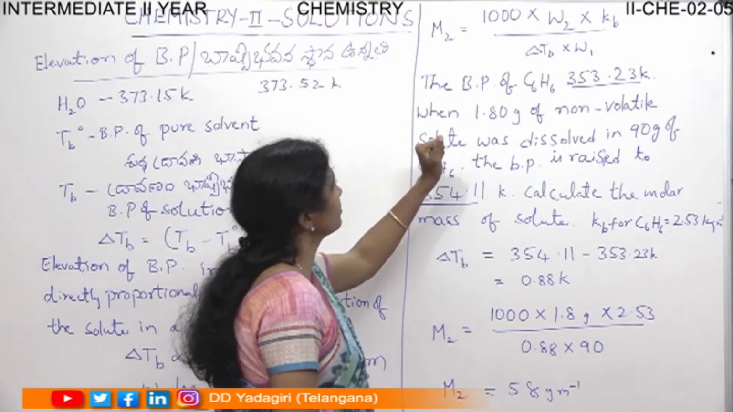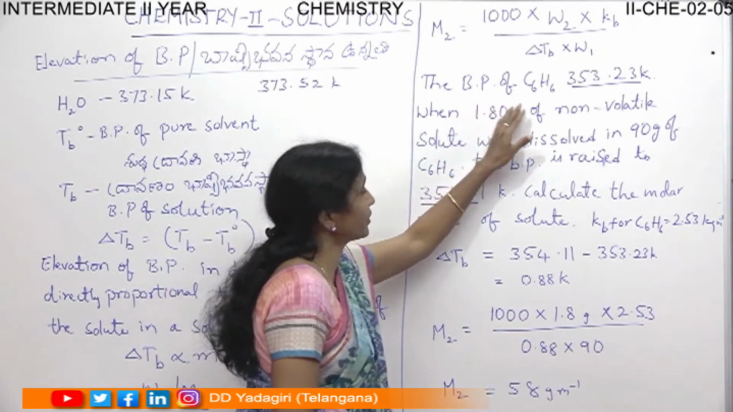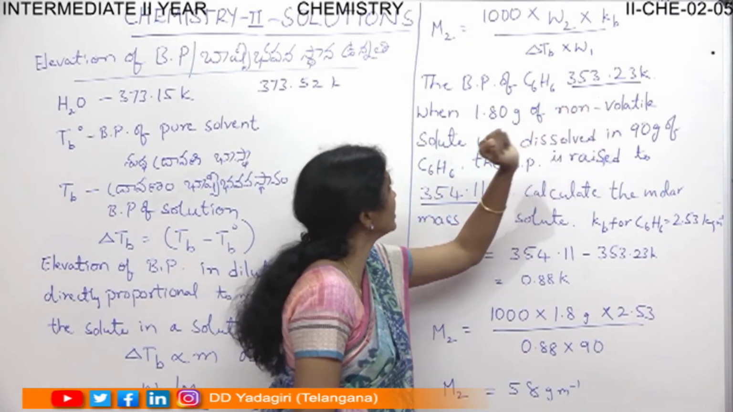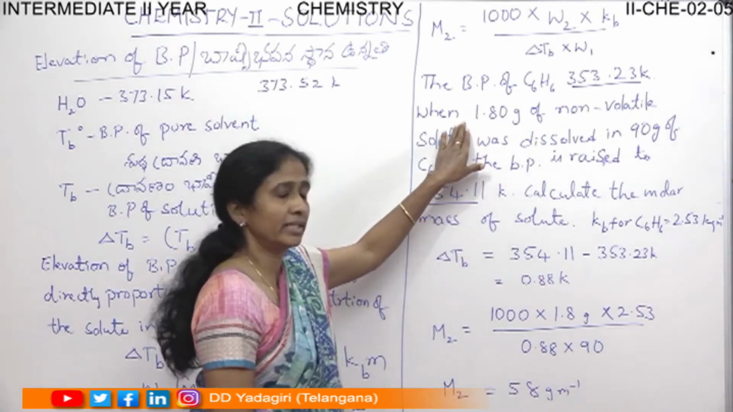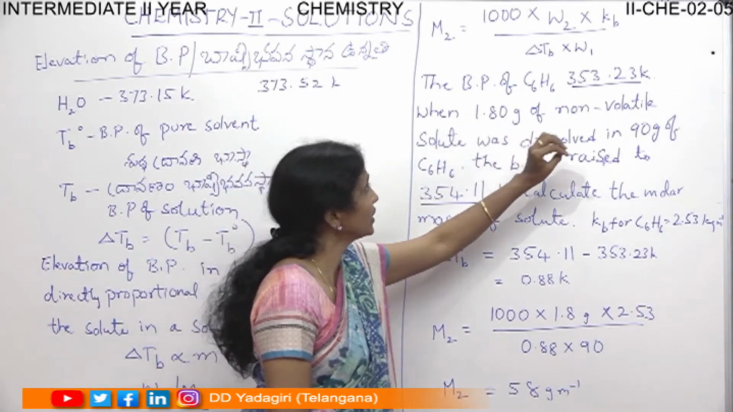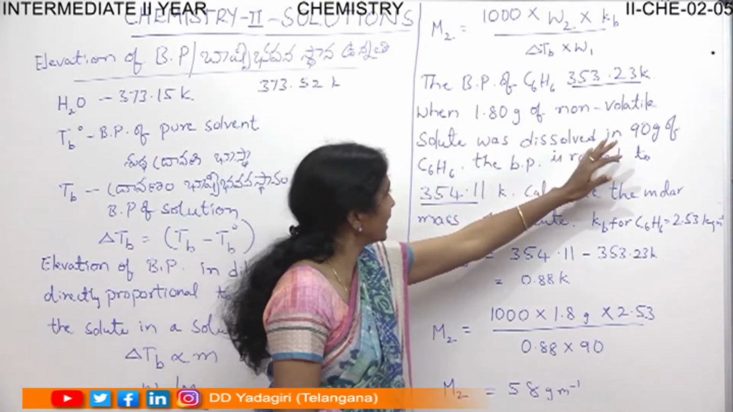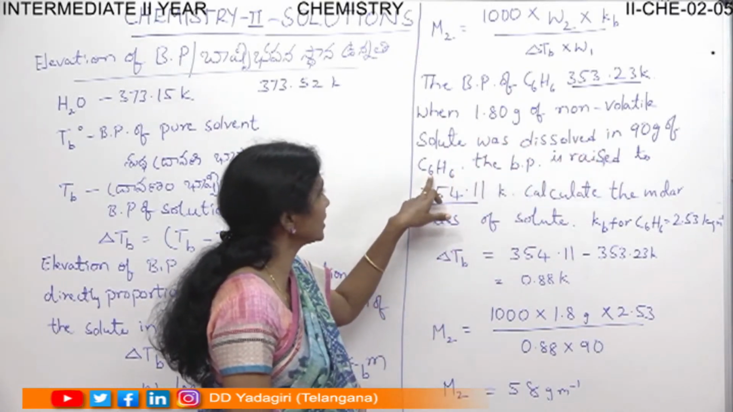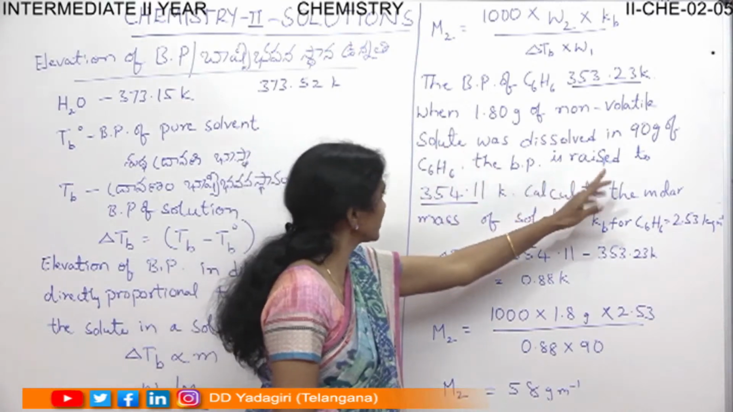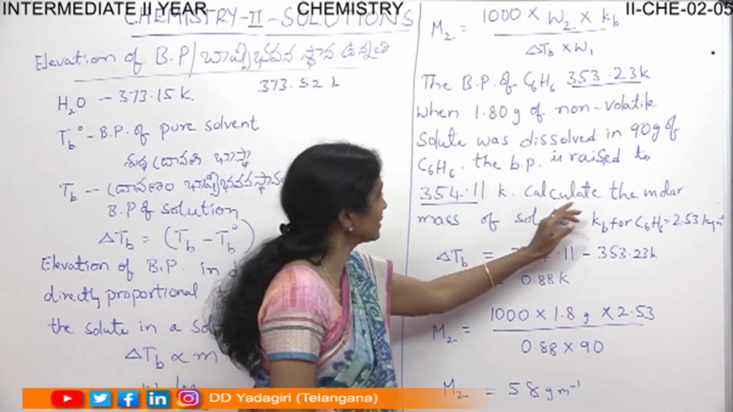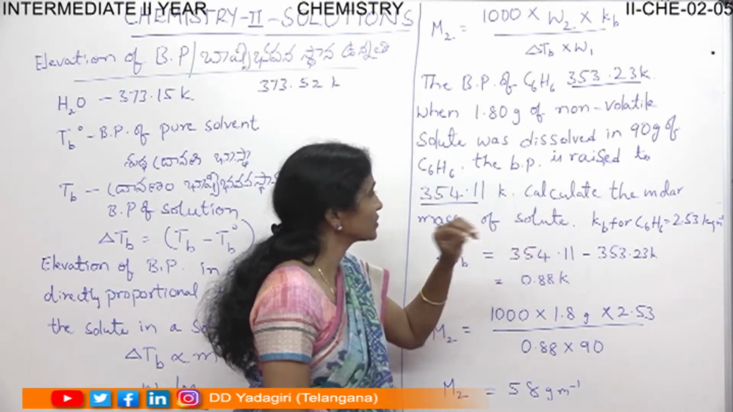So what is the problem? The boiling point of benzene is 353.2 Kelvin. When 1.80 grams of a non-volatile solute was dissolved in 90 grams of benzene, the boiling point is raised to 354.11 Kelvin. Calculate the molar mass of the solute.